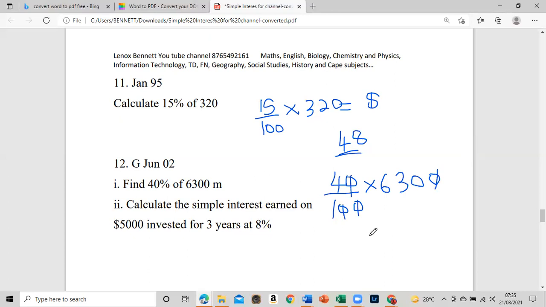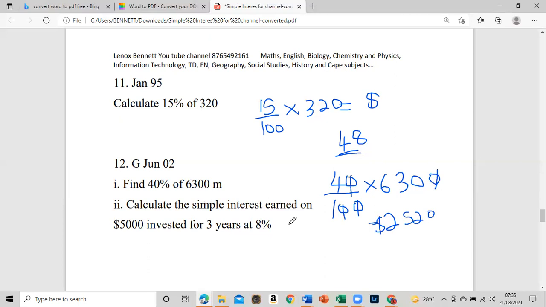40% is almost a half, so I expect a big amount. Reason it out in an exam, right? 40% of a number is almost like a half. So if it's 6,300, we expect something like 2,000 something. All right, so then 2,520. And look, that's number 12.